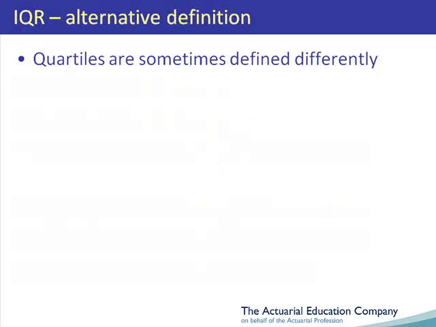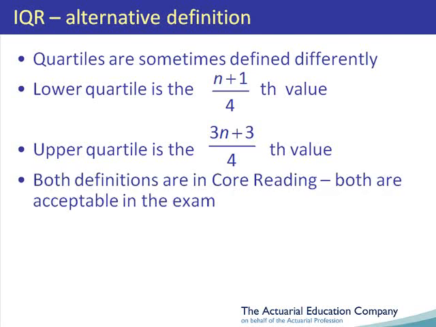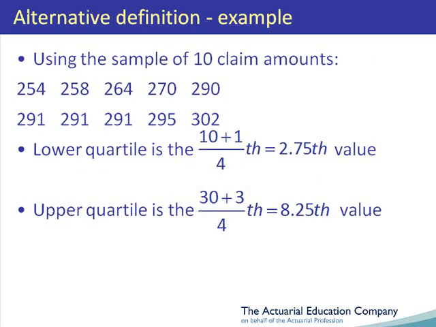You may sometimes see the sample quartiles defined in a different way. They are sometimes defined to be the (n+1)/4th value and the (3n+3)/4th value. Both definitions are acceptable in the Subject CT3 exam. If we use the alternative definition here, for a sample of 10, we will use the 2.75 value and the 8.25 value. This will involve interpolation between the sample values.